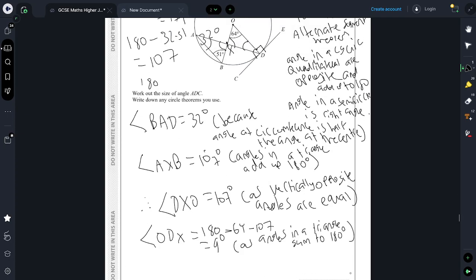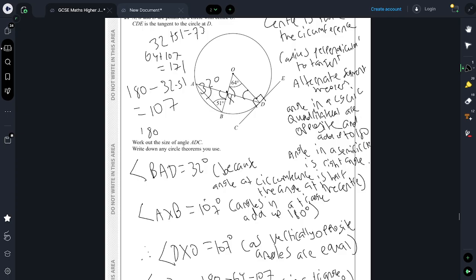Okay, we're nearly there. So it says the angle ADC. So actually, it's this angle here. Let me try and make it clearer. Is this angle here ADC? But obviously, there's a tangent going on here. But we know, if we have a look, we worked out this angle. This angle was what we just worked out, 7 degrees, right? No, 9 degrees, wasn't it? That was 9 degrees.